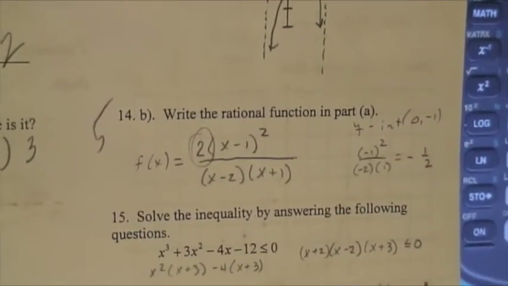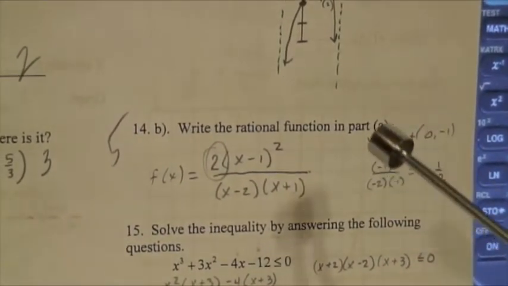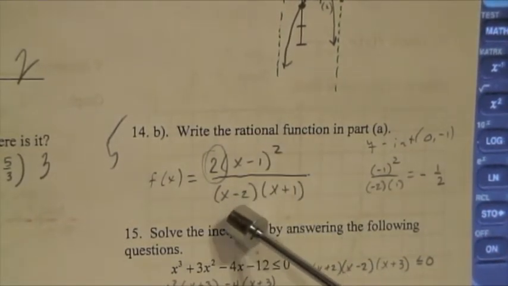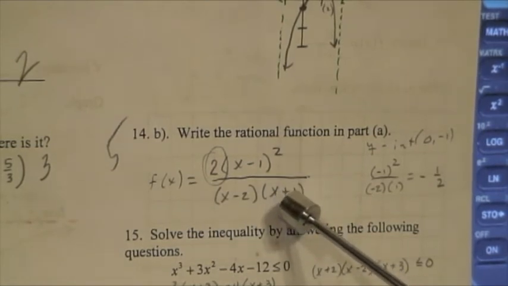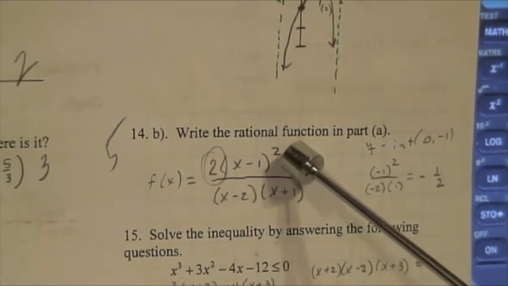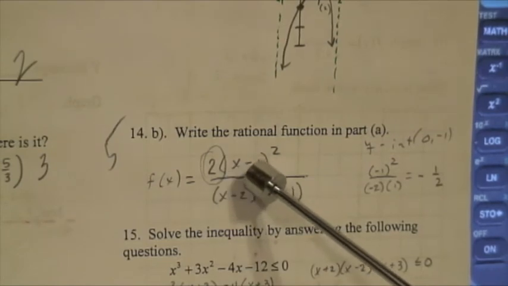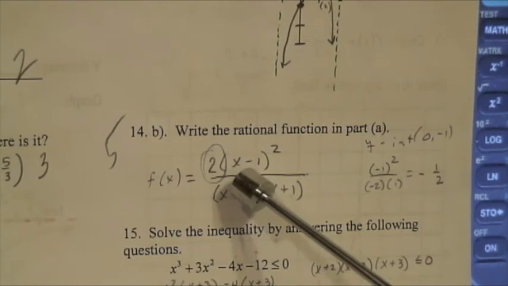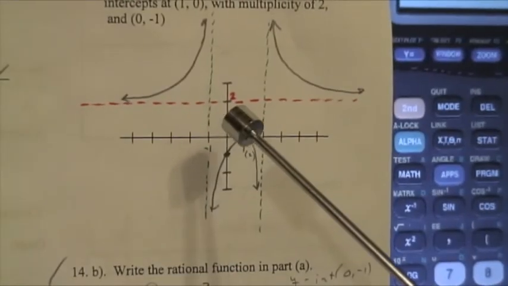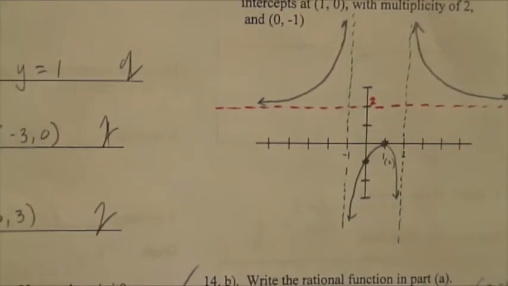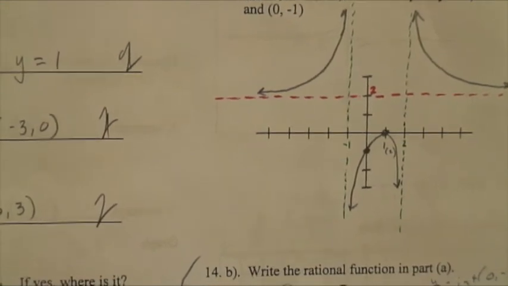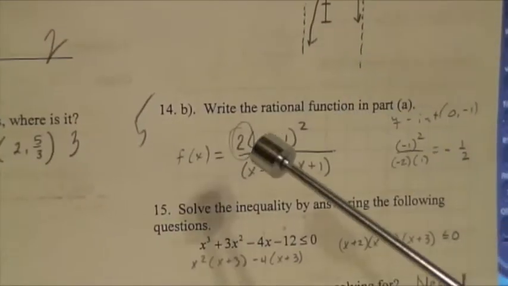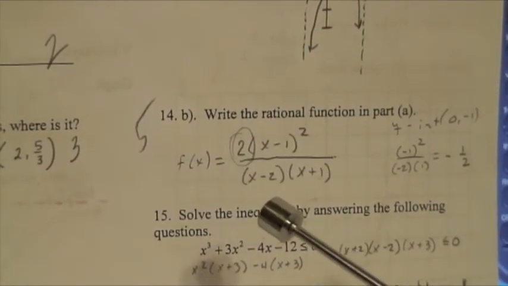14b, we wanted to write a rational function for part A. Okay, so my two vertical asymptotes on the bottom give me these two binomials, x minus 2, x plus 1. On the top we had the multiplicity of 2 for the x-intercept, that's x minus 1 squared. Now here's where a lot of people goofed. If you notice that our horizontal asymptote was at y equals 2, that means you had to have a ratio in the front, 2 over 1. So we had to multiply by that extra 2 in the front, right here.